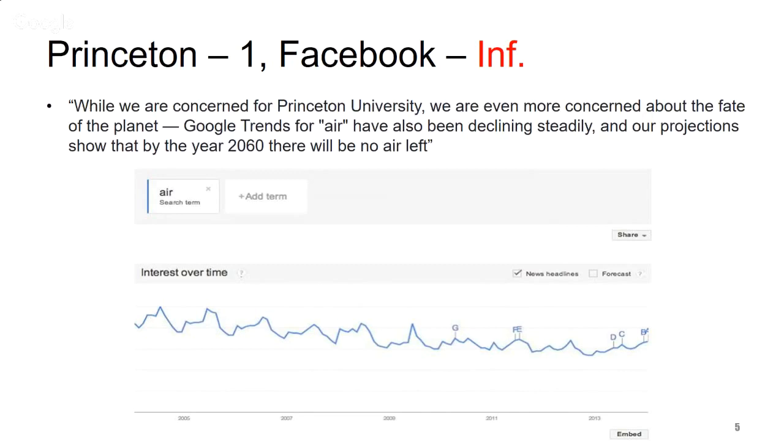And this was the conclusion on the post. They said, while we're concerned for Princeton, we are even more concerned about the fate of the planet. Google trends for air have also been declining steadily, and our projections show that by 2060, there would be no air left.